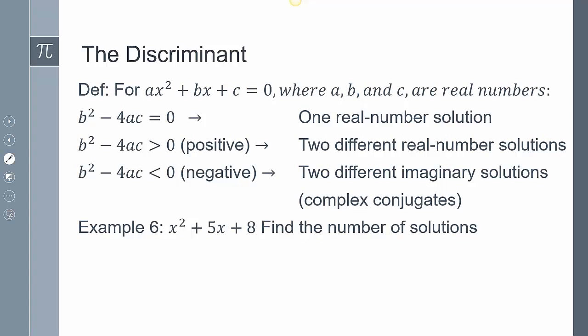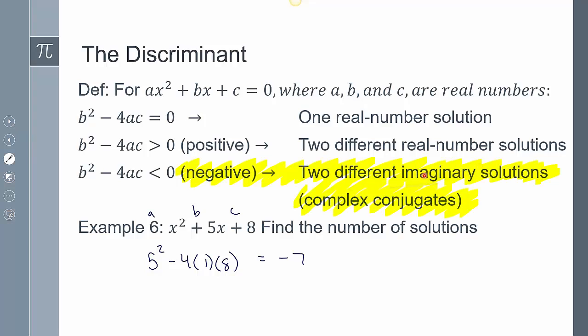So on this one here, if I find the discriminant, this is my b, this is my a, this is my c. So b squared minus 4ac, I get negative 7. Well, because this is negative 7, I know then it's negative, and so I know that I'm going to have two different imaginary solutions in complex conjugates.